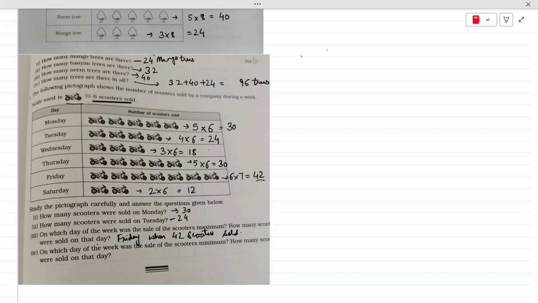Now the last question is, on which day of the week was the sale of the scooters minimum? That is, the least number of scooters were sold. So from all these numbers, we can see that the least number was sold on Saturday, only 12. So we will write here Saturday, and 12 scooters.